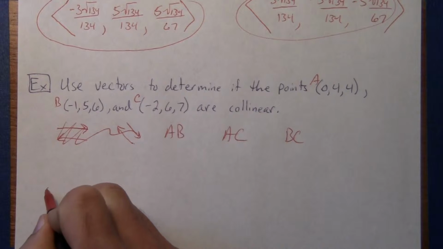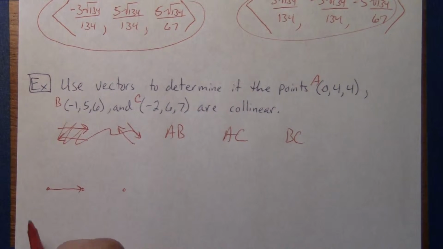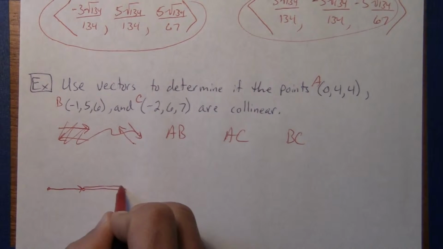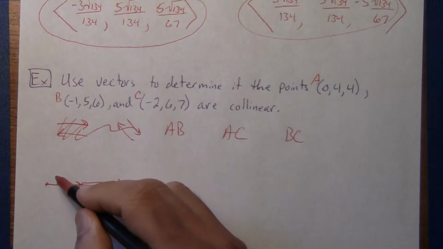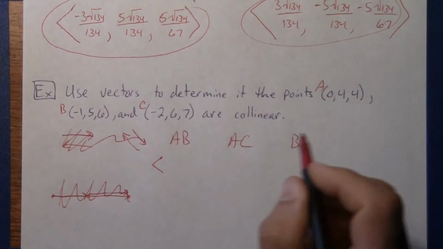So these are the 3 points. Let's say these points were collinear. There's vector AB, for example. There's vector AC. Here's vector BC. I really only need to use 2 of them to show that they're collinear or not. So I don't need to do all 3 of them, but I will just to show it.